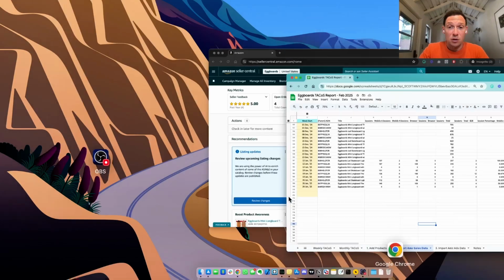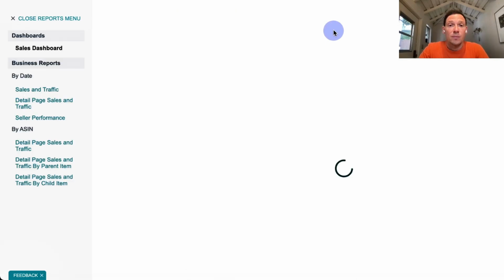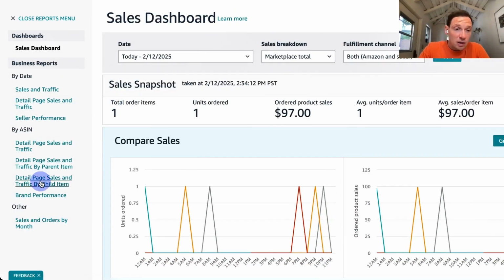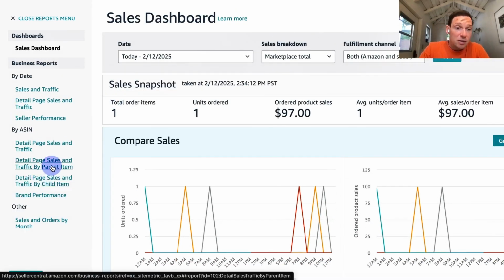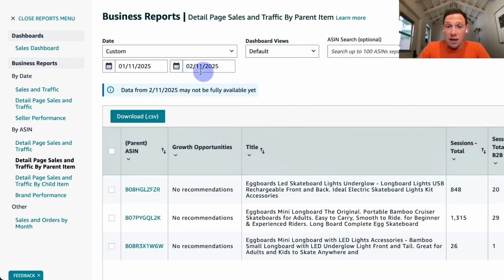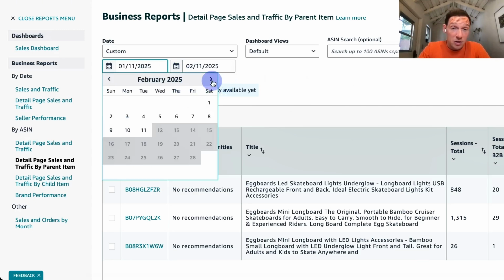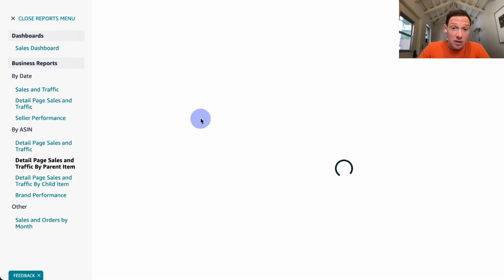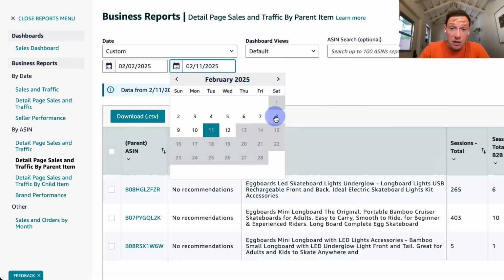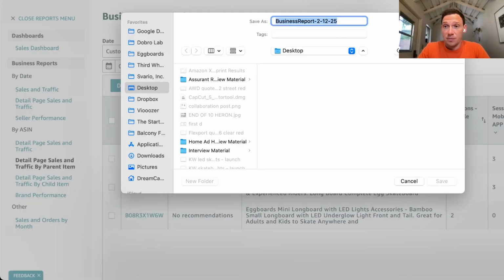Let's start with this one. So we'll go to Seller Central, and we go to Business Reports. And we're going to select detailed page sales and traffic by parent item. And I do this weekly, so I'm going to select the week that is missing, which is February 2nd to February 8th. And I'm also going to select all columns, apply. Now we're going to download the CSV file.